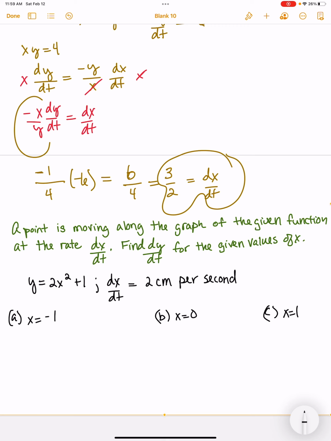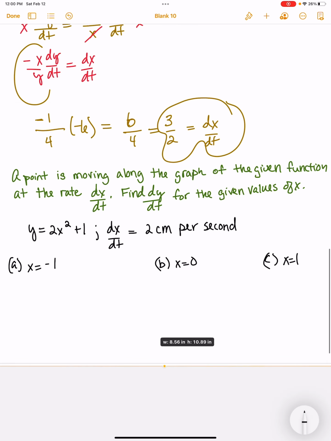Okay. So in this problem, they give us the curve y equals 2x squared plus 1. And they give us a point moving along that curve. They give us how fast that point is moving in the x direction, and that's represented by dx/dt equals 2 centimeters per second. They ask us how fast it is moving in the y direction. That is what find dy/dt means. Given these current x values, our job is to find these different rates of change for the y variable.